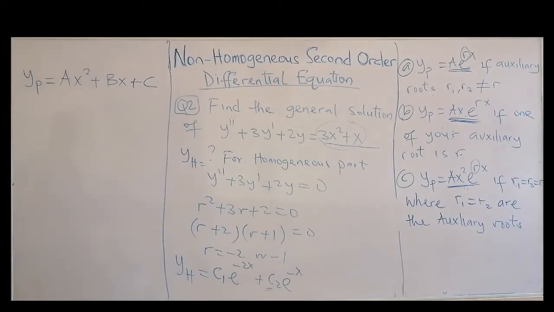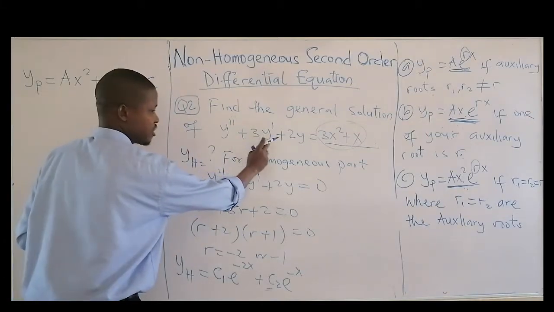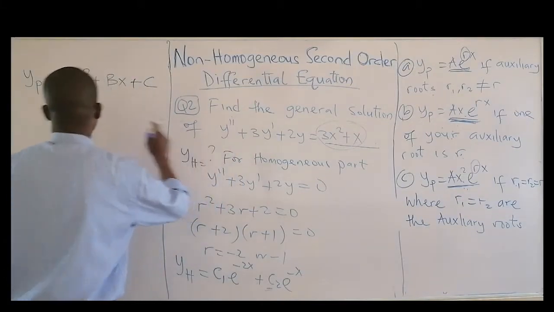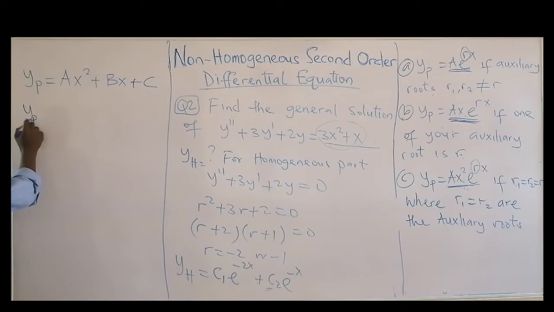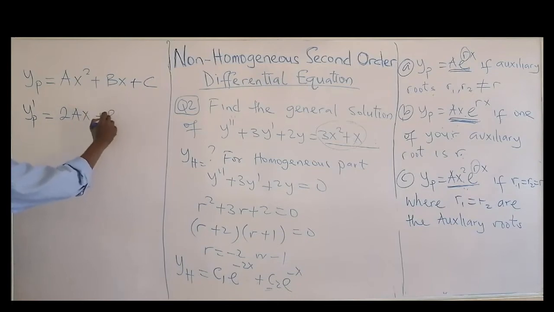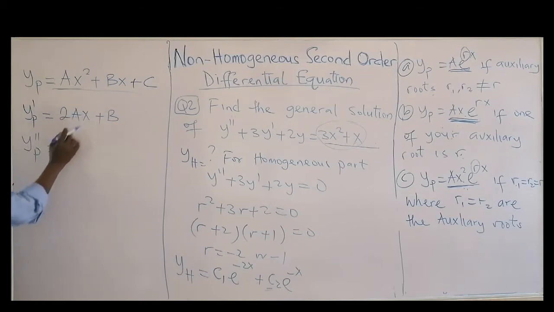So what we are going to do now is get the first differential and the second differential. First differential of your yp, get that. Now we got 2ax plus b. Differentiate this: 2 goes to the front, we have this. Do the second differential, and that will be equal to 2a. So I've gotten that.